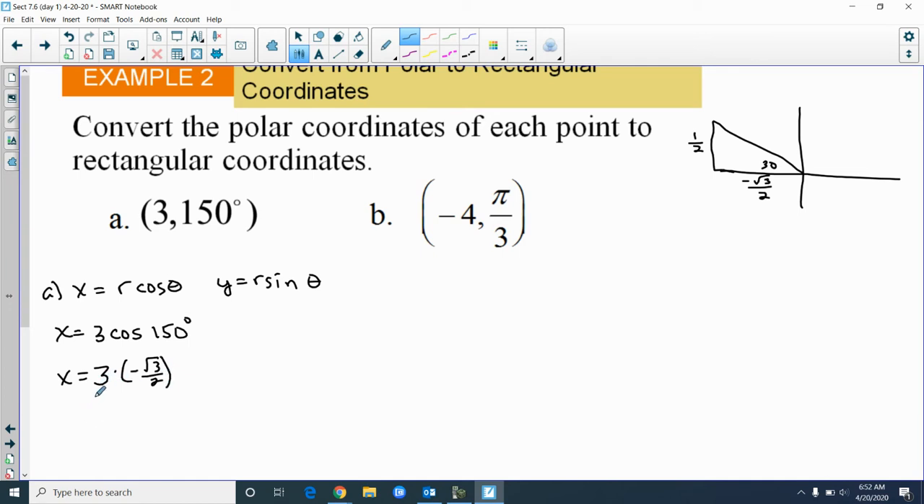Now that just means if I multiply this together, nothing really cancels. I can just write that as negative 3 radical 3 over 2. That's all I'm going to do for that one. All right, now for y, it's going to be r times the sine of theta. R is 3. Sine of 150. Well, what's the sine of 150? It is positive 1/2. 3 times 1/2 is just 3/2.